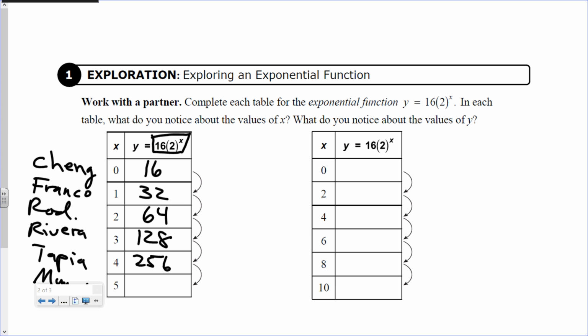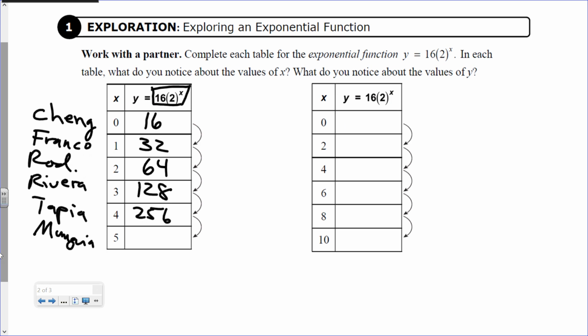And Munguia, where's Munguia? Where's Munguia? Trick question. 512. Watch this. Go ahead and fill that in, please. Fill in that table. Right, Rodriguez, you with me? So you're filling that in, right?